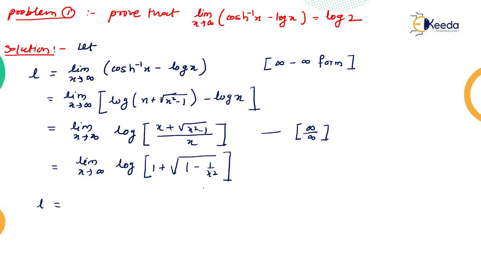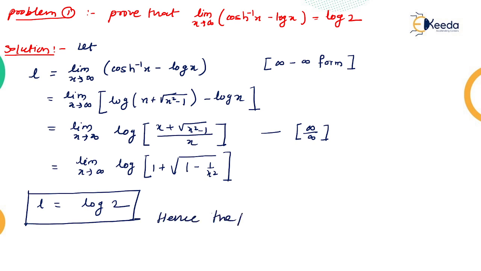Now it is no longer the 0 by 0 or infinity by infinity form, so we operate the limit directly, which is easier. The answer is log of (1 plus the square root, which also gives 1), so log of 2, and hence the proof. You can observe that the RHS is log 2. Next we are going to discuss problem number 2.